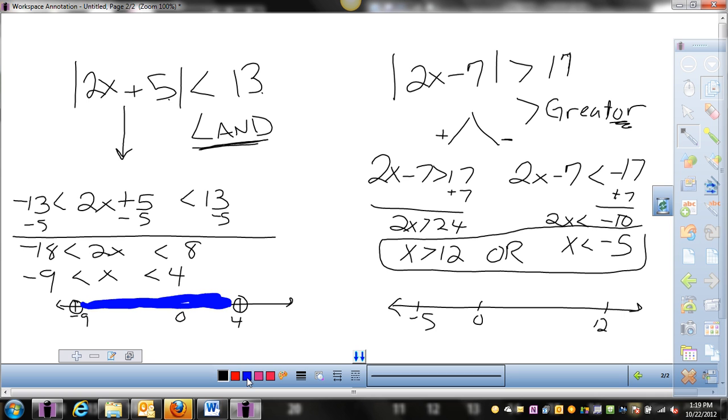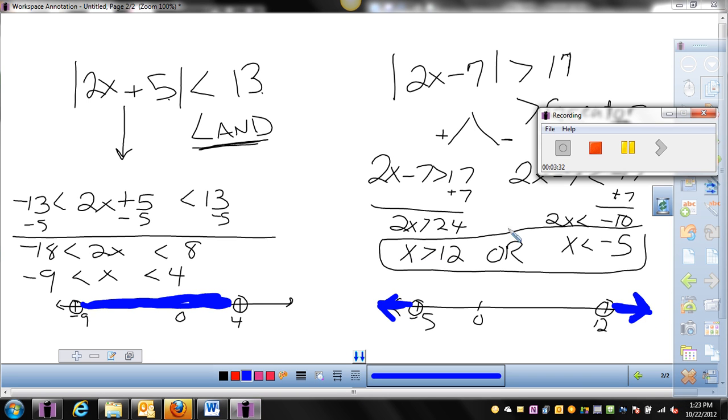You have to decide open or closed circles. First of all, open at negative 5. It's shaded to the left. Open at 12. It's shaded to the right. And I'm going to go ahead and shade those. Since it's or, we go ahead and shade both sections no matter what. We don't care if they overlap or not. And that's how we do the compound and or problems.